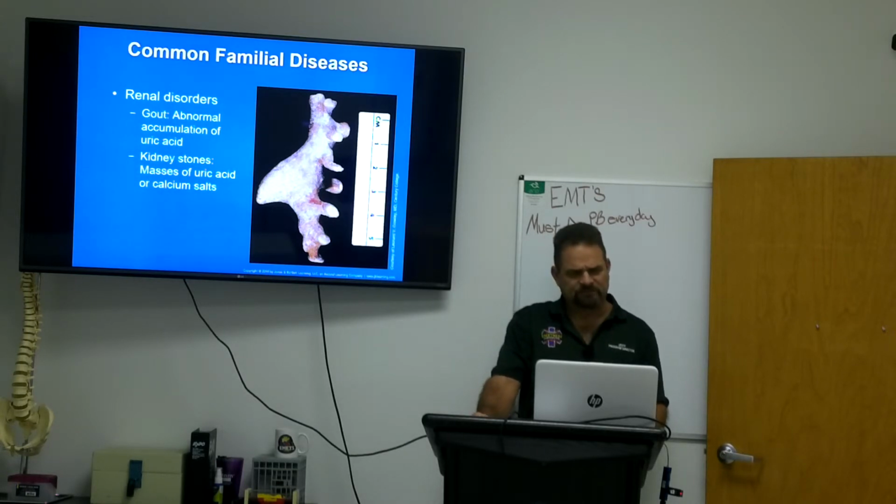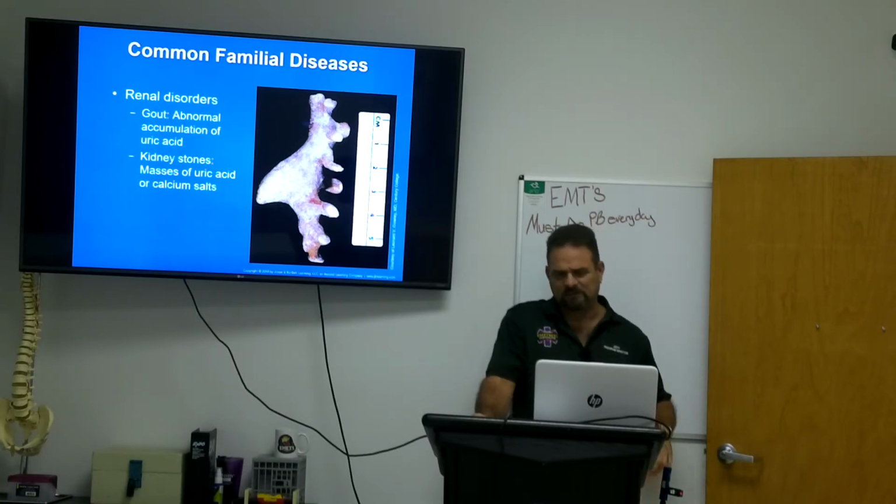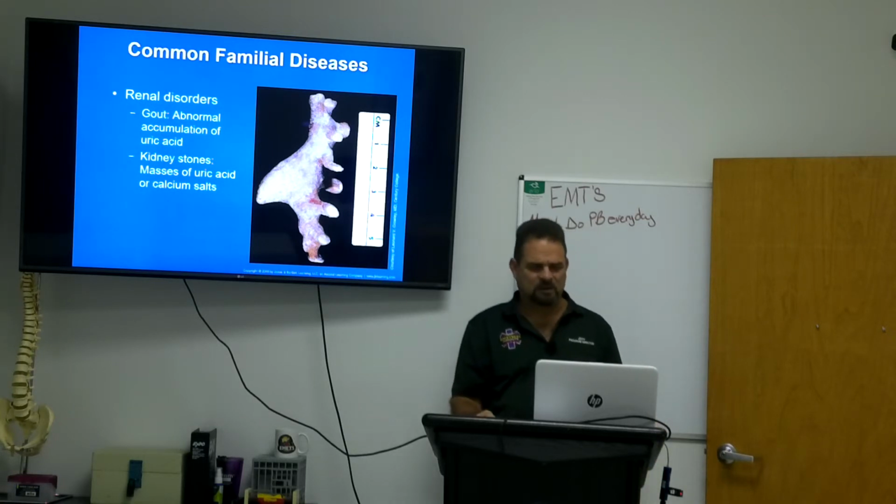Renal disorders. Common renal disorders: gout, an abnormal accumulation of uric acid due to a defect in metabolism. It accumulates in the blood and the joints, causing pain, and is more common among men. Left untreated, it causes destructive tissue damage.